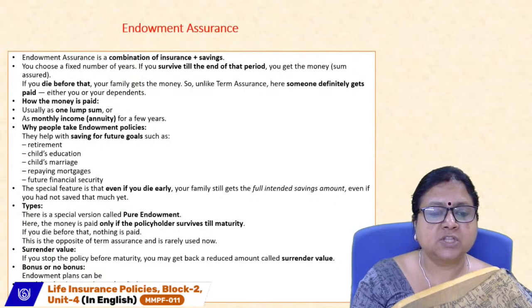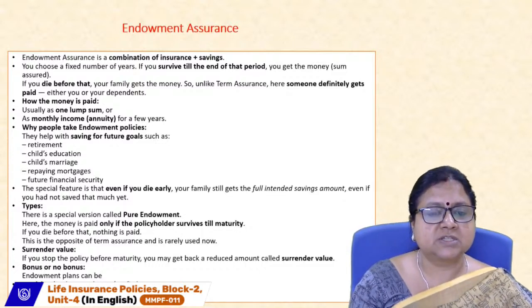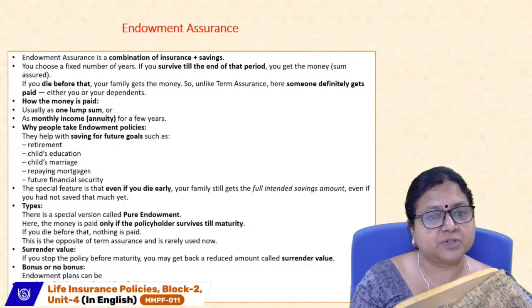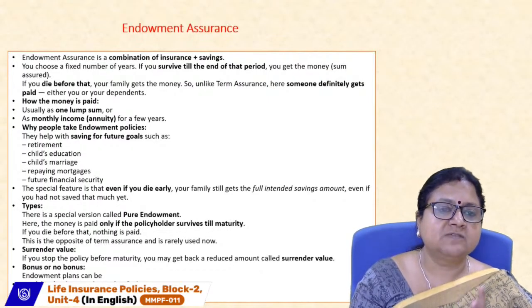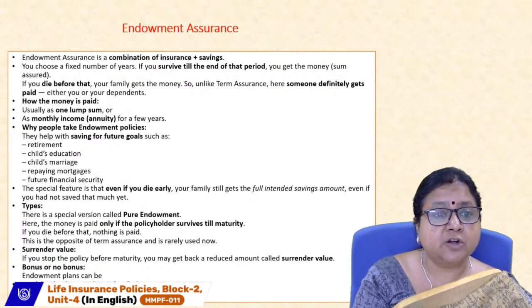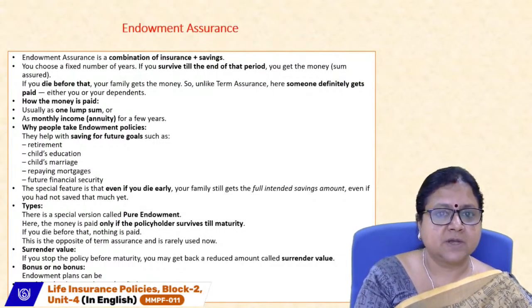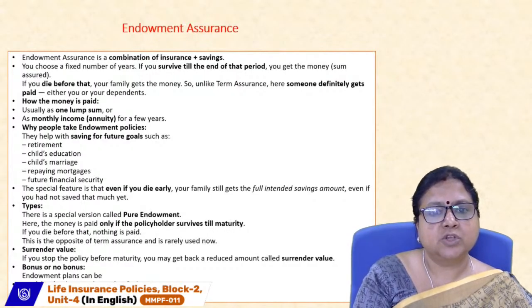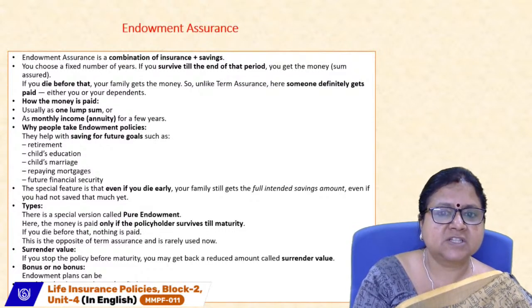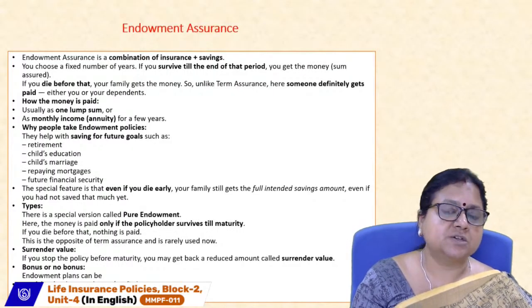Now the third type of scheme is endowment assurance. Now in endowment assurance, as we said, there are two types of needs of a person who is going for a life insurance policy. First one is life risk, mortality risk, other one is savings. So here endowment assurance is a combination of both the life as well as the savings. So if you choose a fixed number of years and you survive till the end of that period, you get the money. Suppose you have fixed that I am going to pay the insurance premium till 60 years.